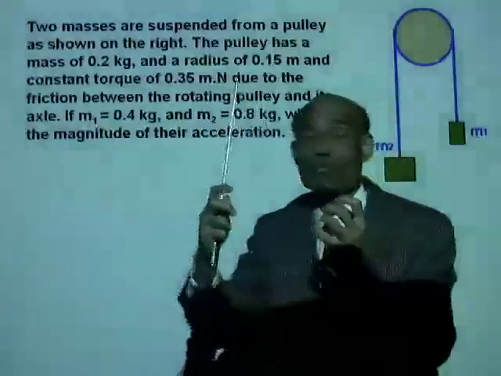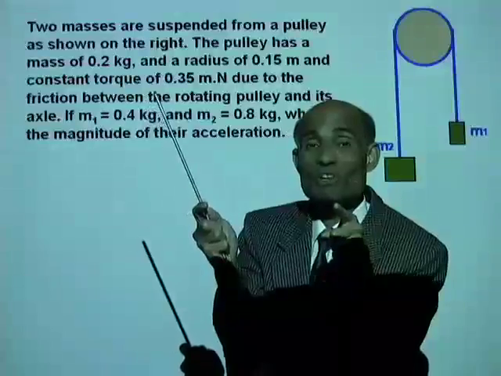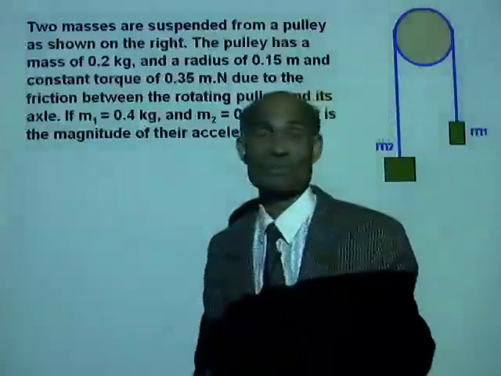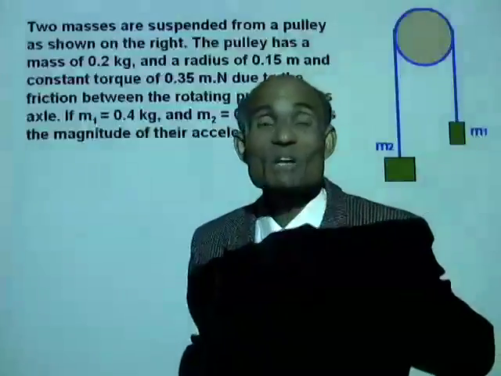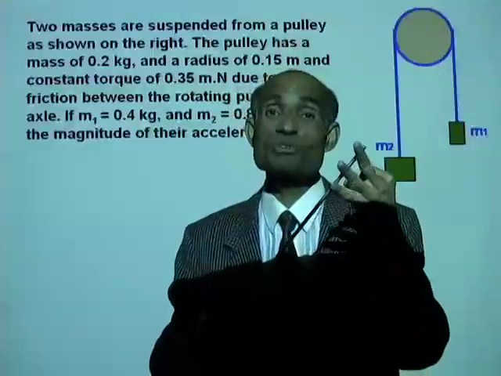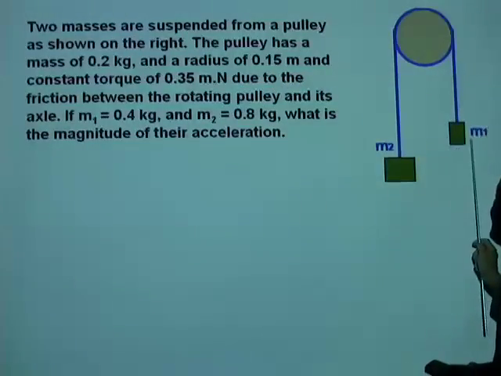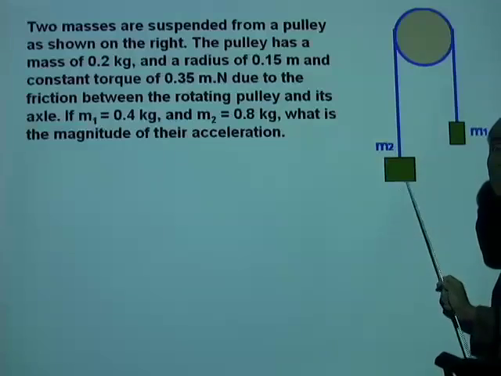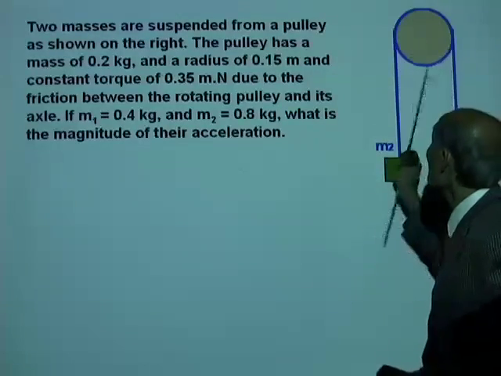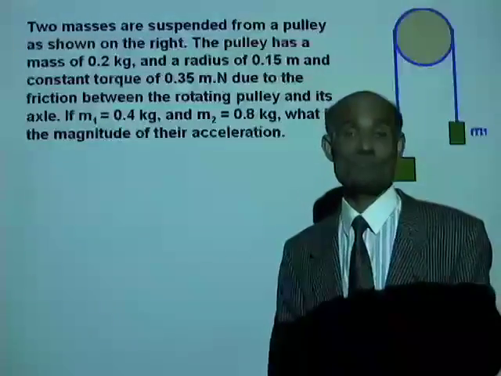The net torque will be the external torque minus the frictional torque. And what is net torque equal to? The net torque is equal to I alpha. So we are going to produce 3 equations: one equation for the motion of mass M1, a second equation for the motion of mass M2, and a third equation for the rotational motion of the pulley.